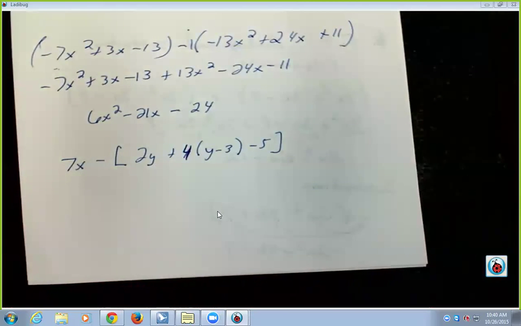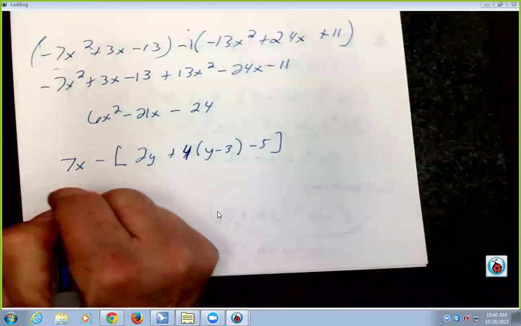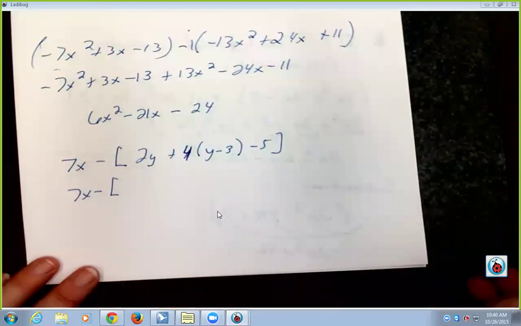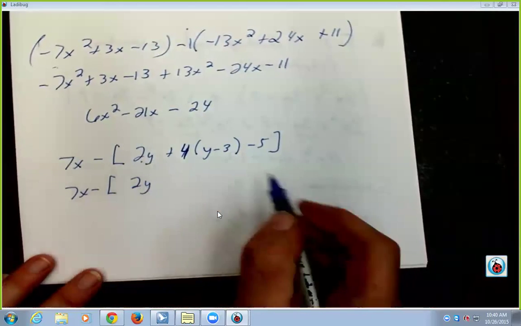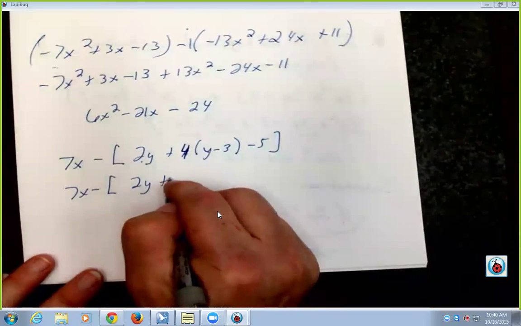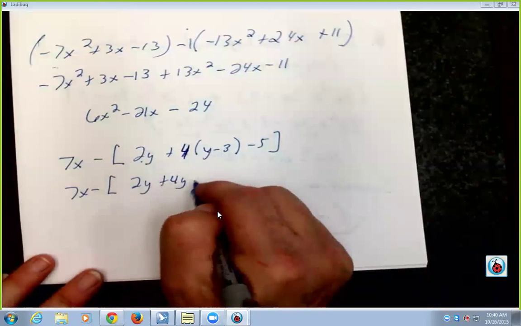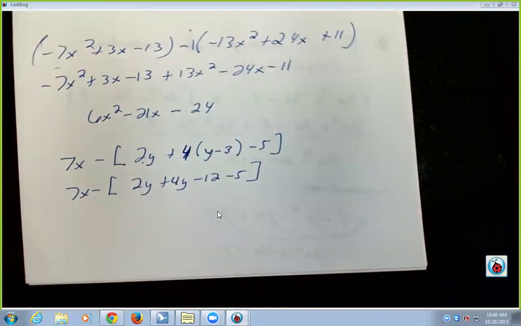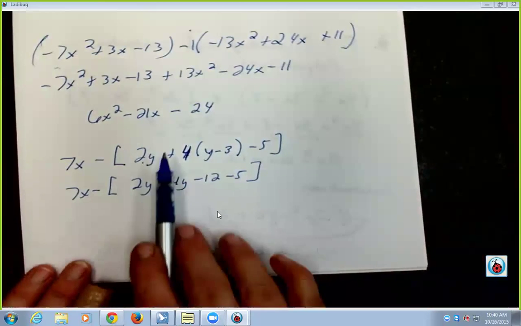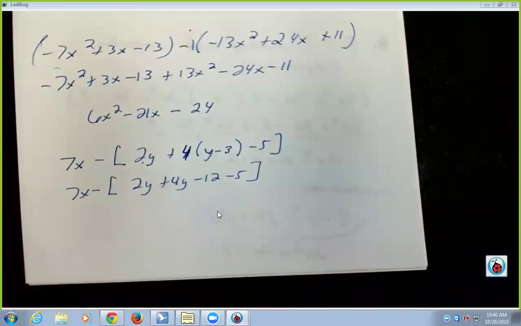And so we can get all the multiplication and combining this part together. So 7x and the negative just comes down. So I get 2y. 4 times y is a plus 4y. 4 times a negative 3 is a negative 12. Minus 5. So all I did in there is remove my parentheses. So I just multiplied everybody inside there by 4, and away we went. Okay? So then what comes out of the inside of this?